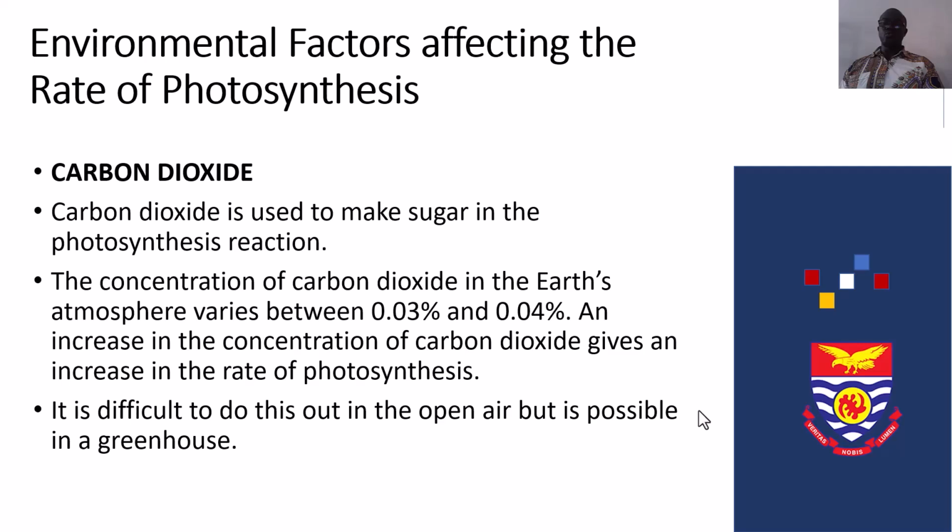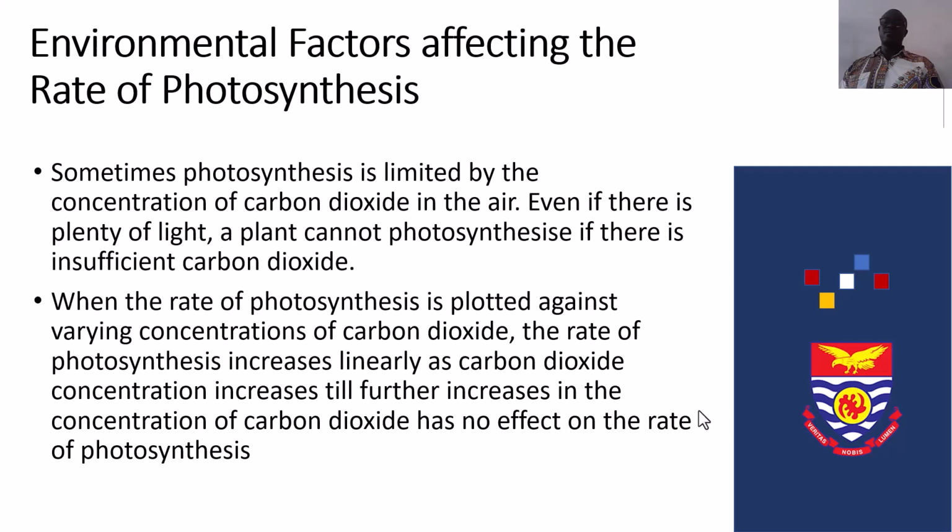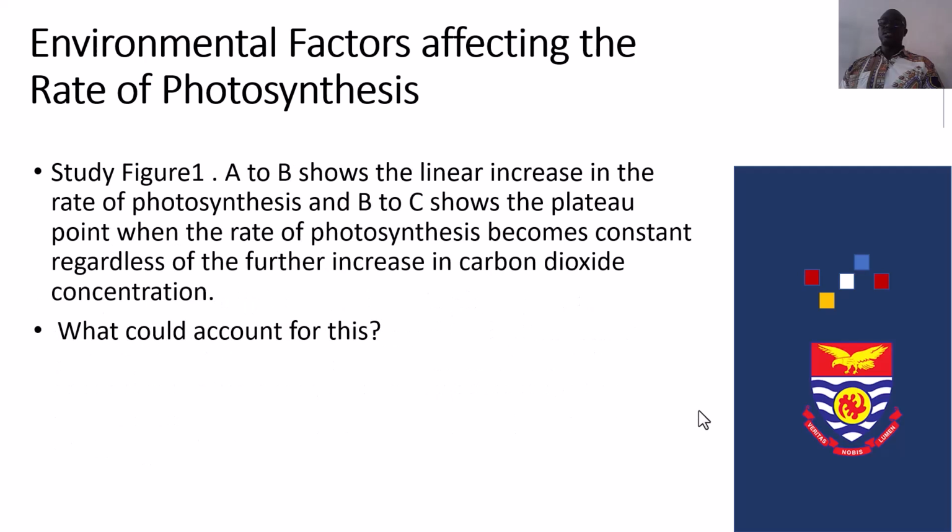It is difficult to do this out in the open air, but it is possible in a greenhouse. So sometimes photosynthesis is limited by the concentration of carbon dioxide in the air. Even if there is plenty of light, a plant cannot photosynthesize if there is insufficient carbon dioxide. When the rate of photosynthesis is plotted against varying concentrations of carbon dioxide, the rate of photosynthesis increases linearly as carbon dioxide concentration increases till further increases in the concentration of carbon dioxide has no effect on the rate of photosynthesis.